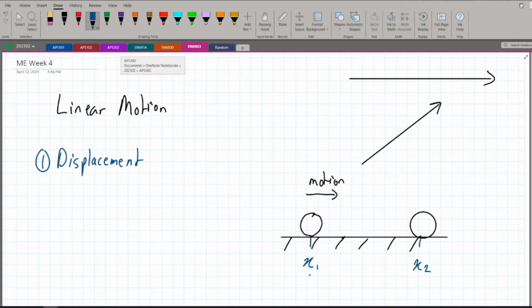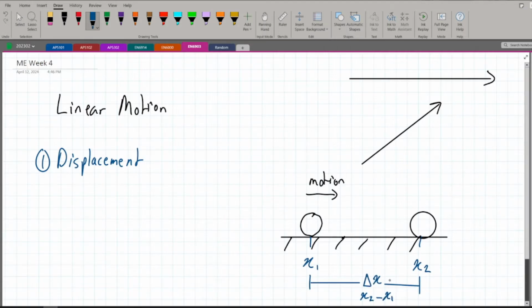So the displacement is basically the distance that it will be covering in a specific direction. This is going to be our displacement, which is delta x, which is also x2 minus x1. So whatever the position x2 minus the position x1, this is also known as displacement. The difference between displacement and distance is that displacement is a vector. So we'll call this displacement a vector. The SI unit of it is meters.